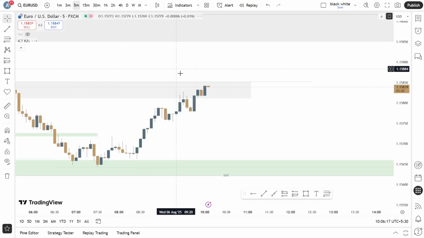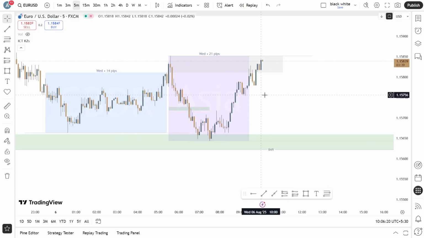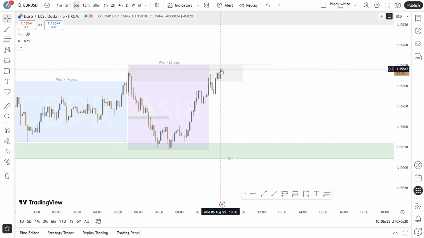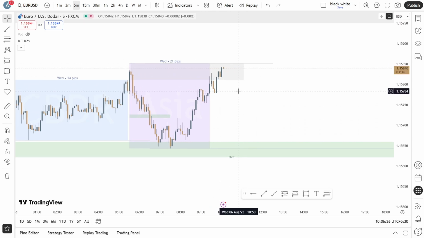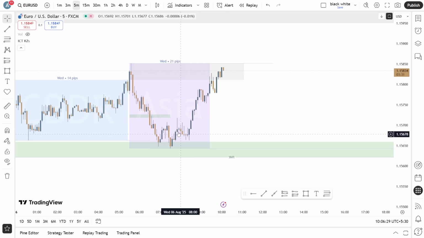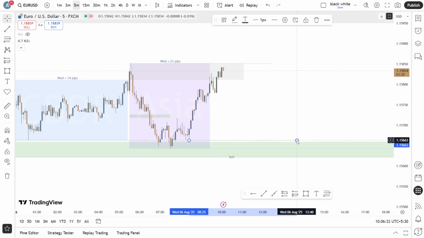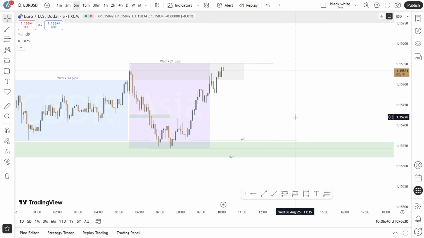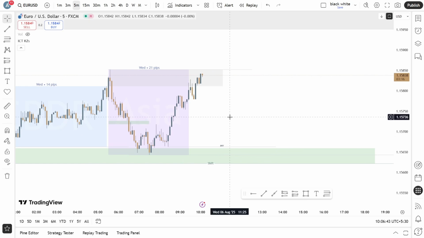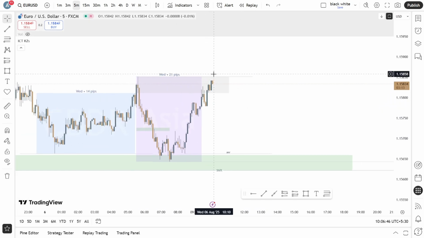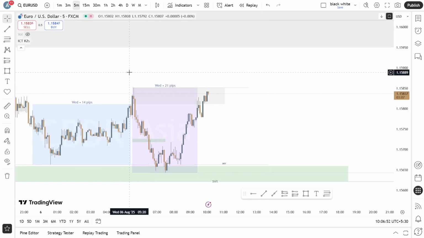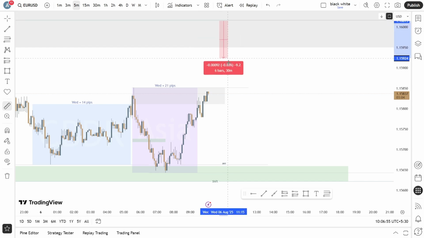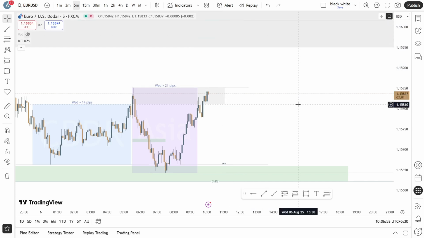For now, I'm anticipating that if the price is going to get a close above this Asia range, most likely this will turn into the strong zone. It will be my invalidation zone, that if the price is going to reach this level, most likely I'll turn bearish. But for now, I'm bullish on the market. And if the price closes above this particular range, then I will be placing a buy trade till this particular zone. So this is my analysis for today.